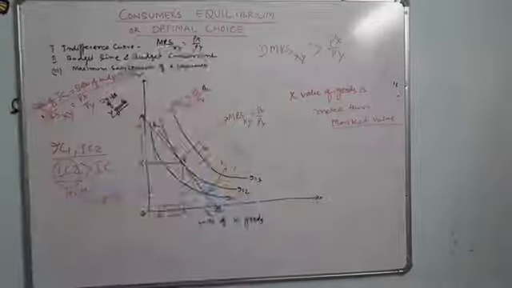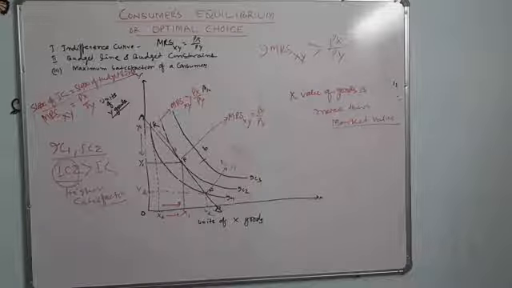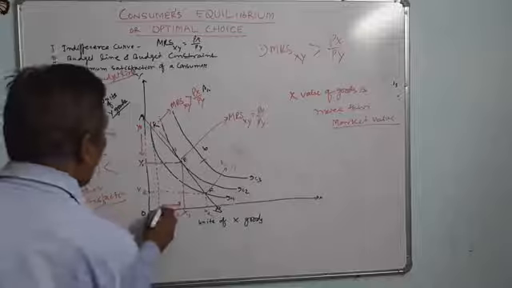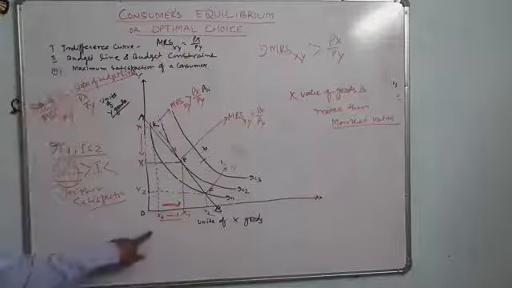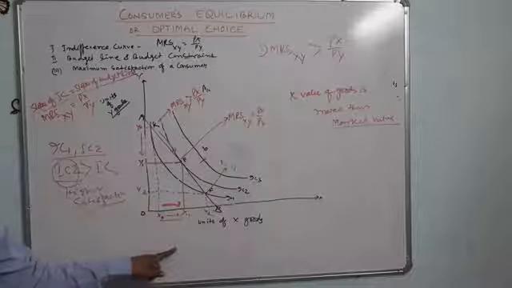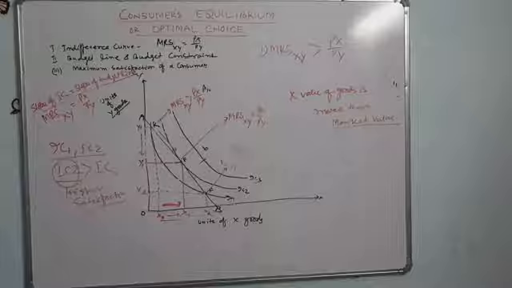The value of X goods is more than the market value. It means the consumer is willing to pay more for X goods. That is why he is purchasing more, from X0 to X1, and he is decreasing goods Y.